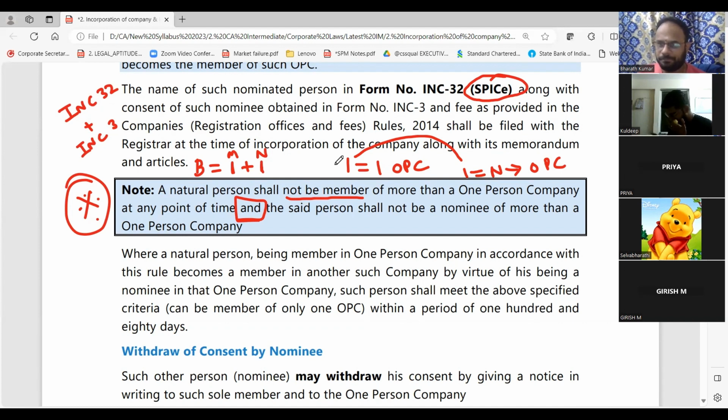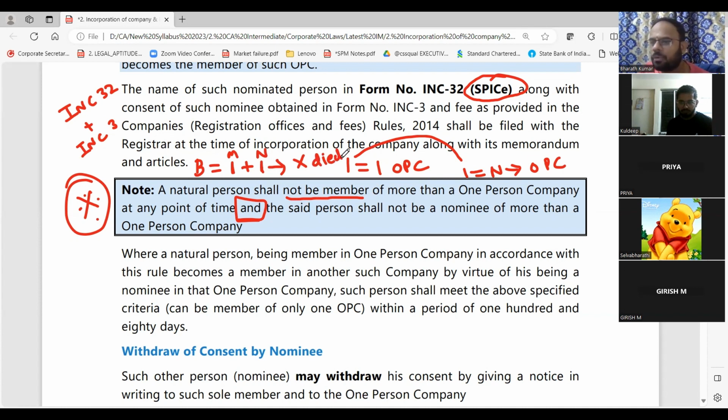Shall I repeat again? What we told, for one person company, you can be one member. That is no problem now. The second problem is, I am a nominee of one person company, and for that nominee, one member will be there. For example, I am the nominee of the second company, Bharath. Now, X is the main member in the second. Okay, X died.